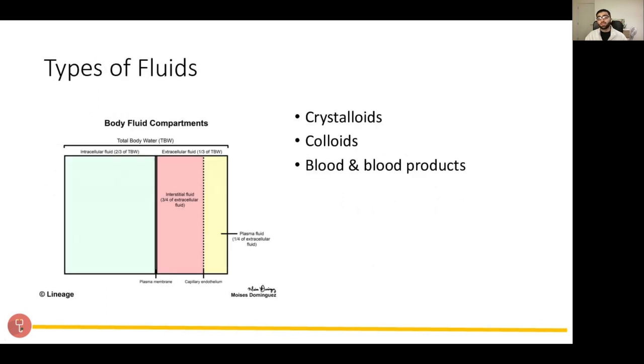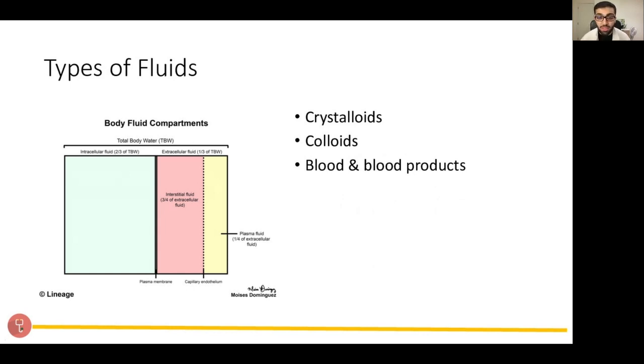So we mentioned fluids. There are a number of different types of fluids we can give, and these can target different areas or different fluid compartments. So if we have a think about the fluid compartments in the body, the body is made up of a significant proportion of water, but a significant proportion of this is intracellular. Then we have the extracellular fluid compartment and the intravascular fluid compartment. In terms of maintaining hemodynamic stability, we're normally concerned about what's in the intravascular space. So that will be the yellow section on the diagram. As you can see, it's actually a very small percentage of the total body water content.